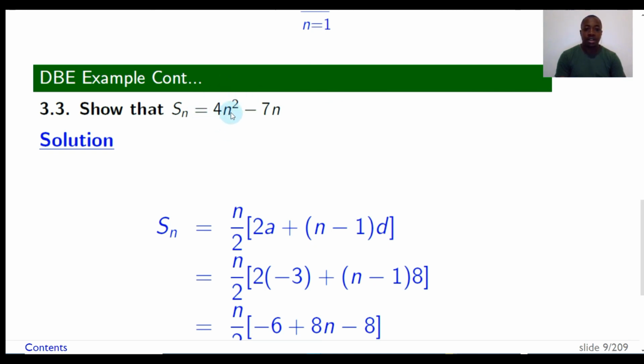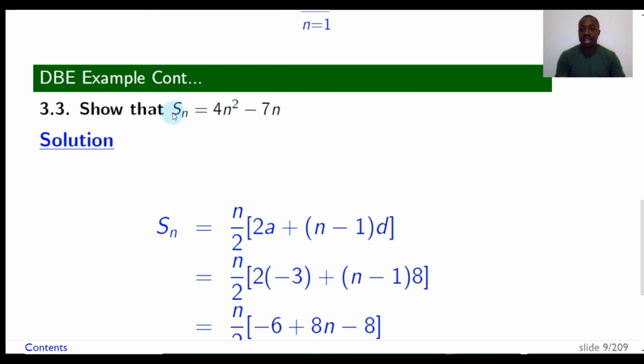Look at this. 4n squared minus 7n is what we need to show. A question that says show that, it means this is the solution you need to get to. You are not touching this. You are starting elsewhere and reduce up until you reach this point. How do you do that?